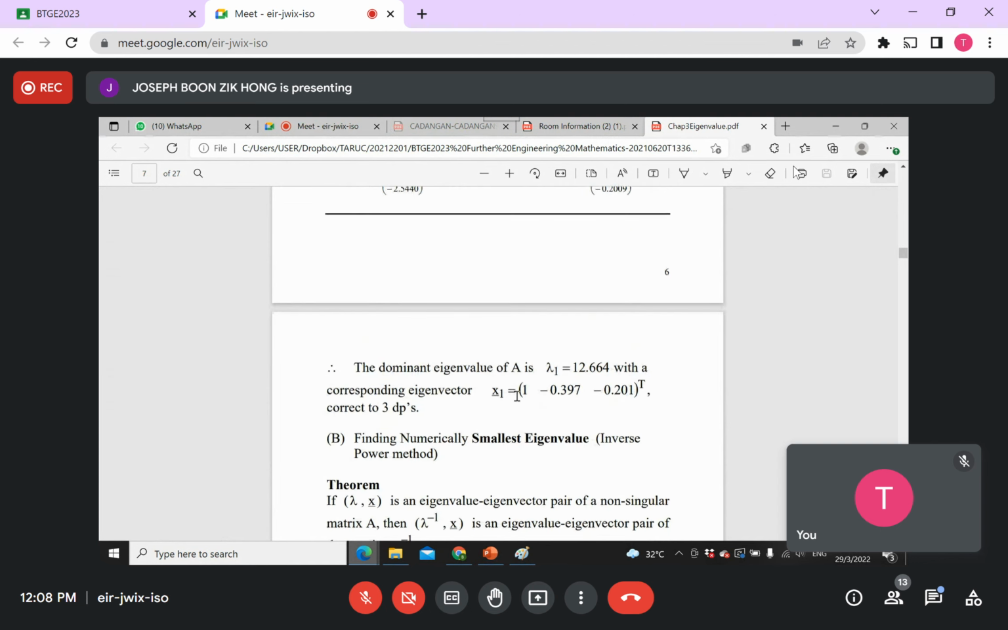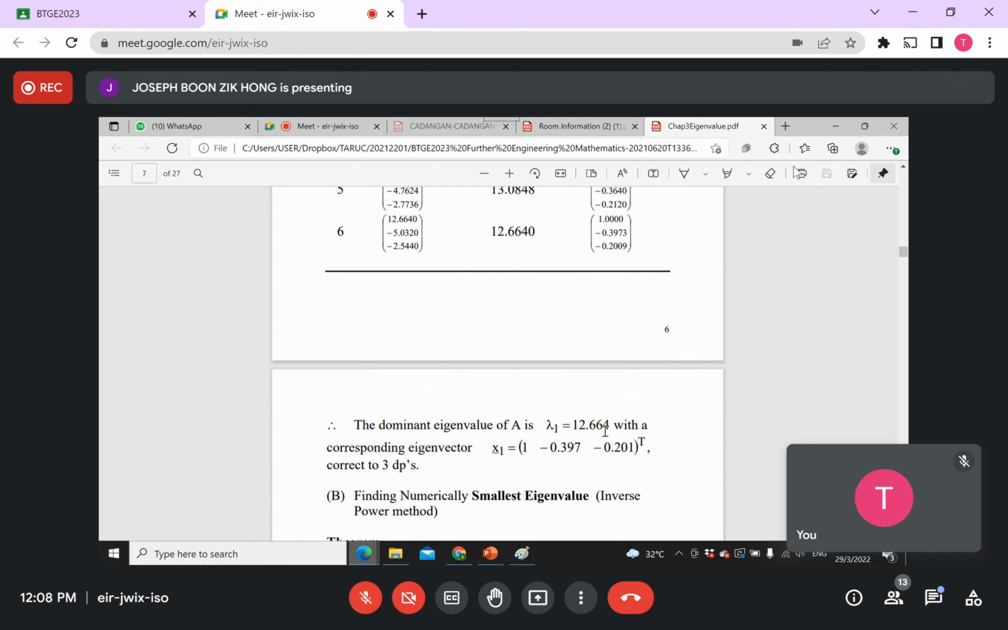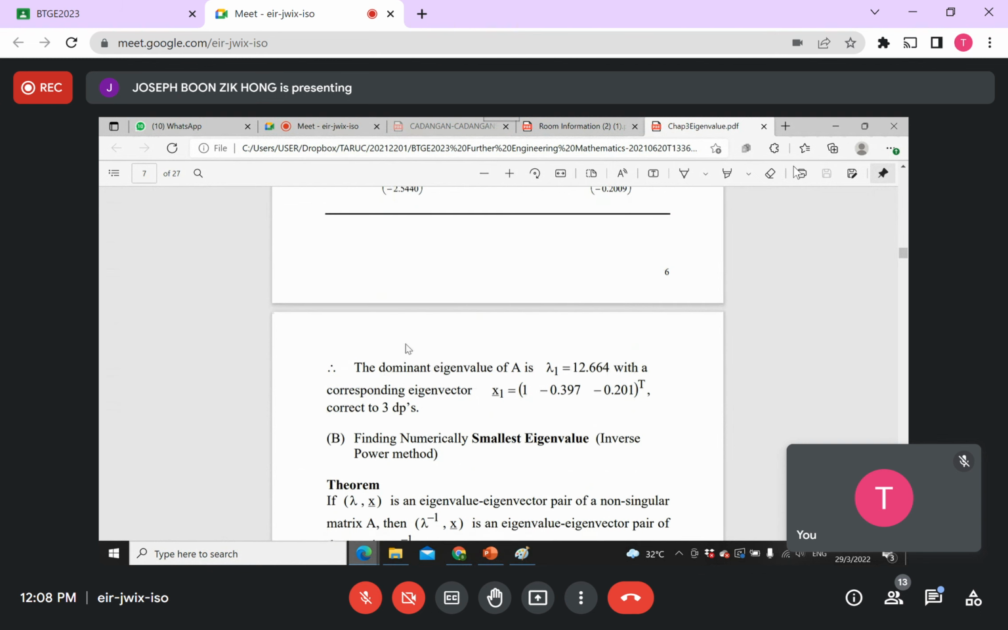So you can see, 12.664 will be your eigenvalue, and then this one, 1, negative 0.397, negative 201, will be your corresponding eigenvector. This is by using the power method in order to find the dominant eigenvalue.